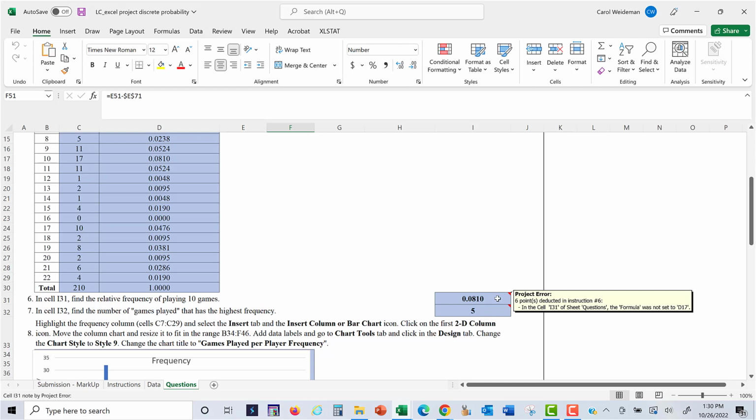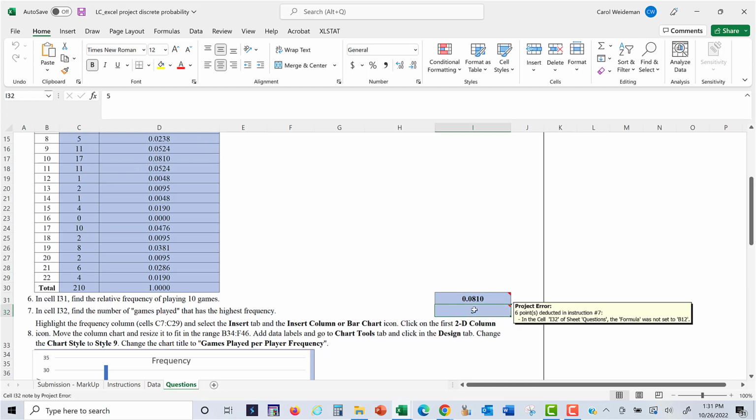And it says that in that cell, you didn't set the formula to point to cell D17. And you pointed to E51, which is way down the bottom, minus E71. Anyway, this is not correct because they wanted you to find the relative frequency of playing 10 games. So they wanted you to just go back up here and point to the cell with the frequency for playing 10 games, which is right here. You just point in this cell to that particular cell, which happens to be D17. So if you look on here, it is D17.